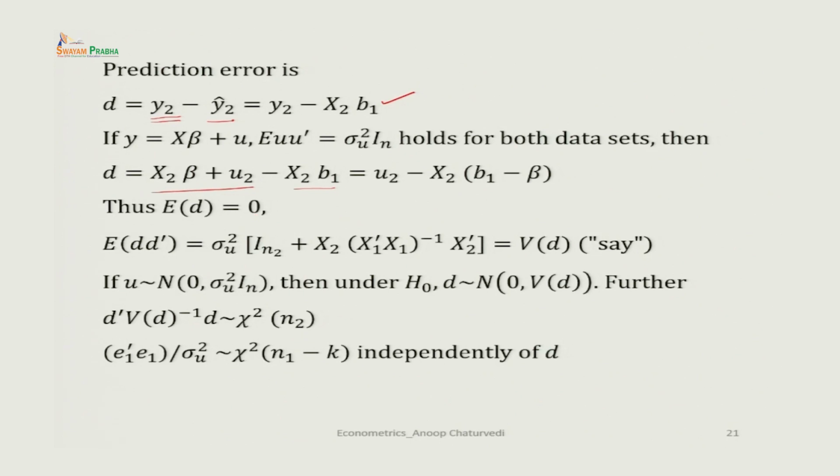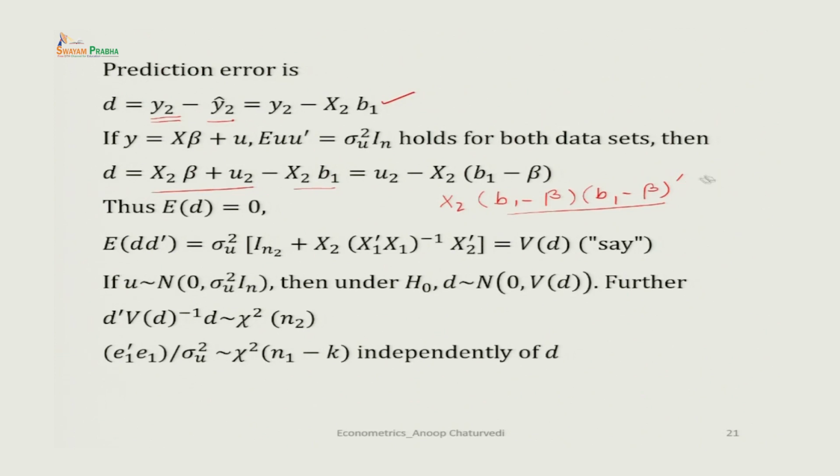Then we obtain the variance covariance matrix of d, which is expectation of d d transpose. So, first you get expectation of u2 u2 transpose, which is equal to sigma square u I n2. Then you have a term x2 (b1 minus beta)(b1 minus beta) transpose x2 transpose, and then you take expectation of this. So, you get x2 sigma square u (x1 transpose x1) inverse, then x2 transpose. The variance covariance matrix of b1 is sigma square u (x1 transpose x1) inverse.